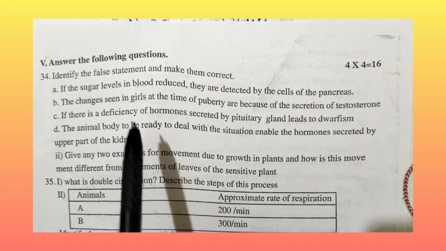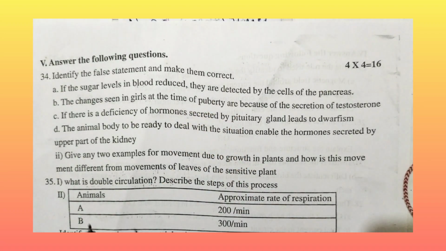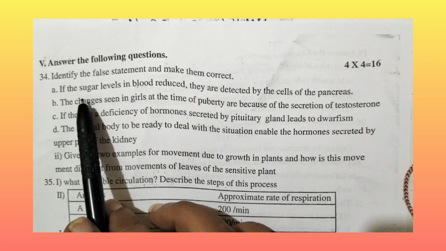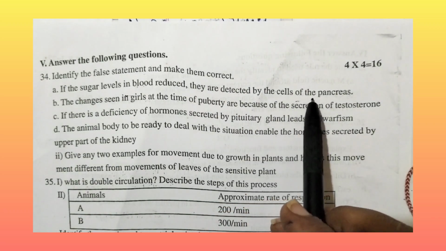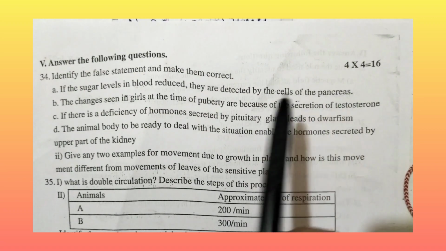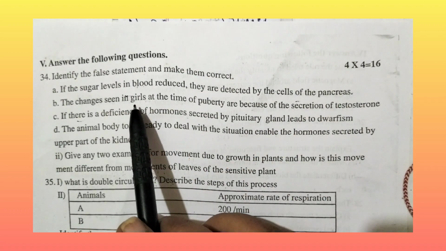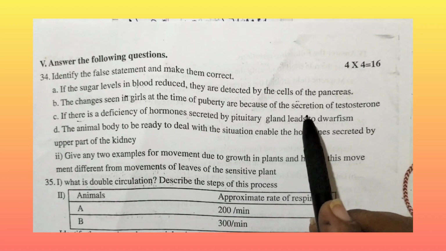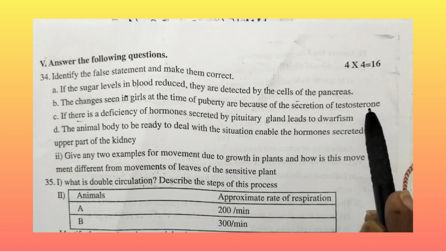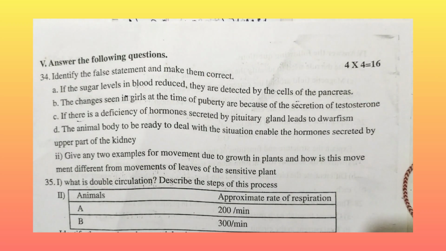Identify the false statement and make them correct. First statement: if the sugar level in blood is reduced, it is detected by the cells of the pancreas. Yes, it is correct. The changes seen in girls at the time of puberty are because of the secretion of testosterone. So this is the wrong statement.